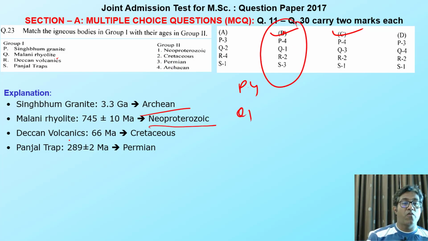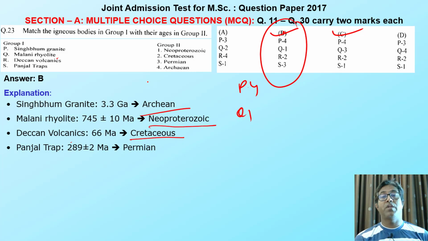Other than that, the Deccan volcano is related to Cretaceous, and the Panjal Traps are related to Permian. You just go through all these options again and again. Just try to identify what type of volcanism happened in India, so you can read the age of that particular formation.